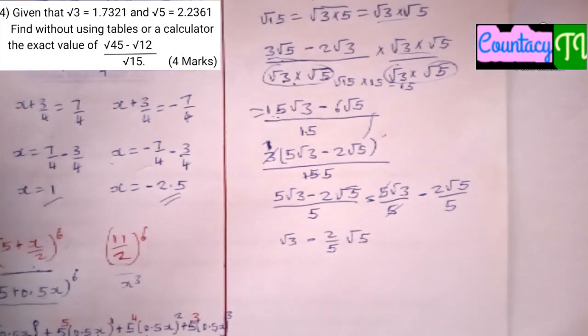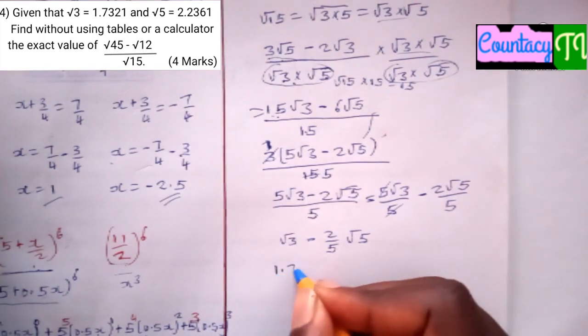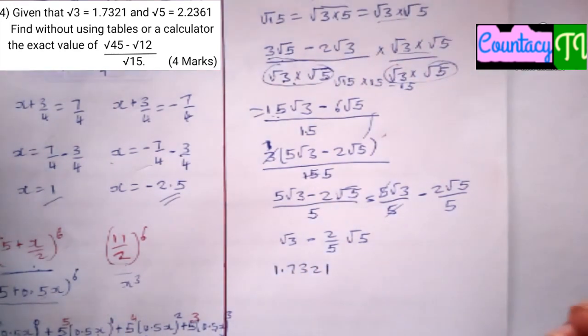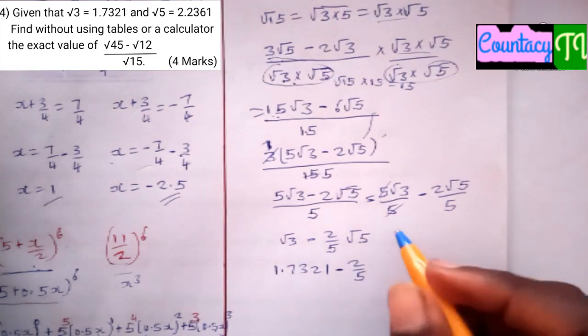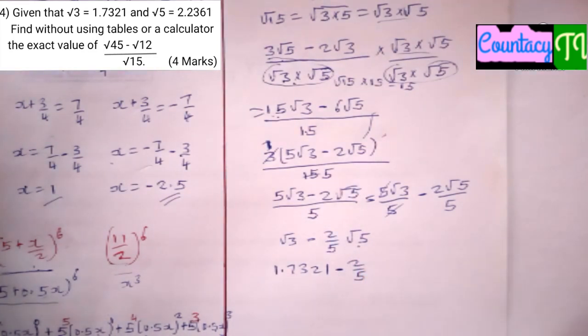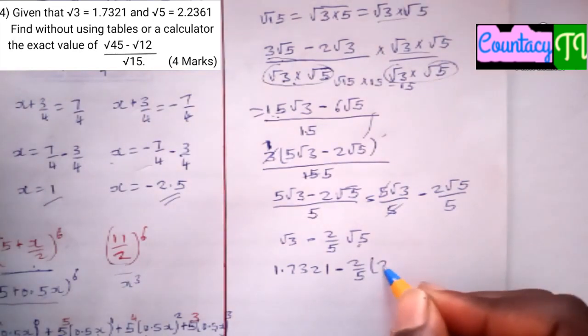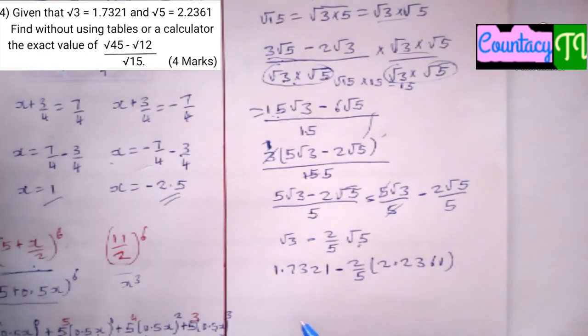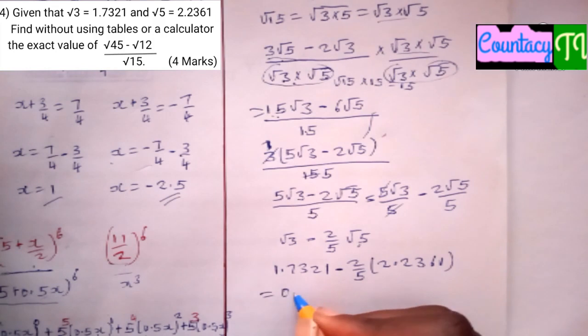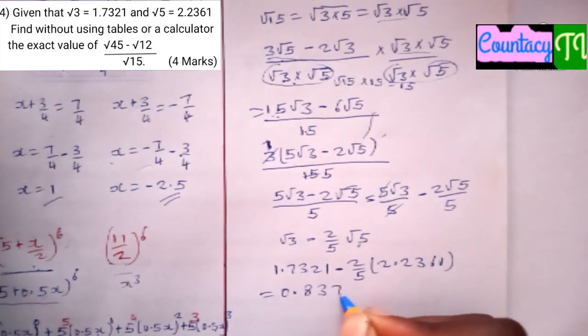We now go back to our question where we were told that root 3 is equal to 1.7321, while root 5 is 2.2361. Instead of writing root 5, we write the value that you were told for root 5. I believe now it is more simplified, and this can be done without using a calculator or mathematical tables, which upon simplifying, you will get as 0.8376. With that, you get your 4 marks.